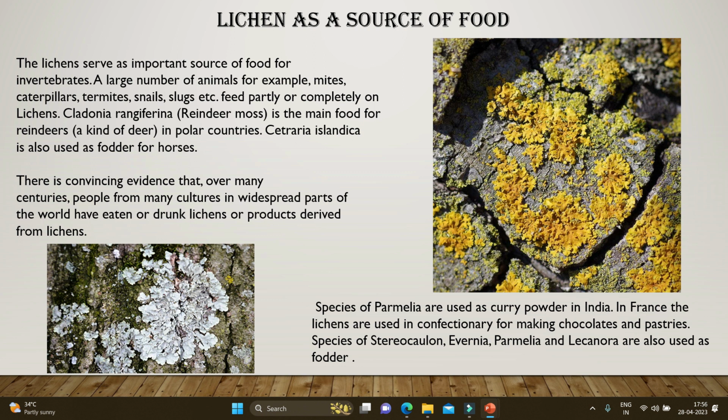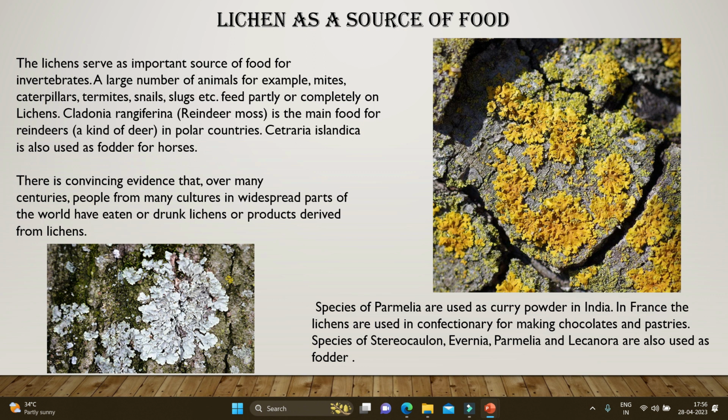There is a particular species of lichen called Cladonia rangiferina, which is commonly called reindeer moss. It's a main food for reindeer, a kind of deer which is present in the polar countries. Cetraria islandica is another species of lichen which is also used as fodder for horses. There is also convincing evidence that over many centuries, people from many cultures in widespread parts of the world have eaten or drunk lichen or the products which have been derived from lichens.